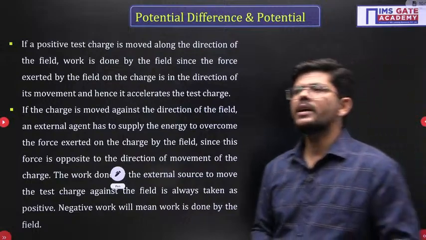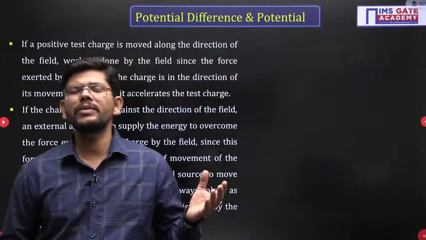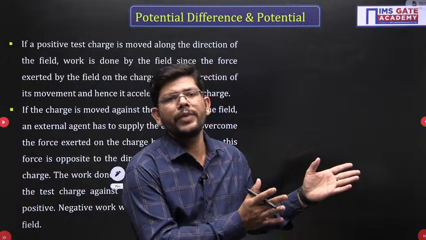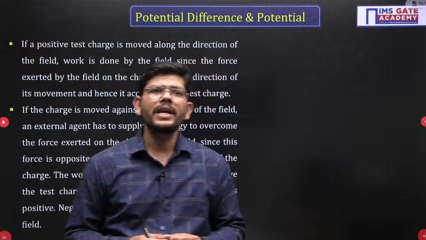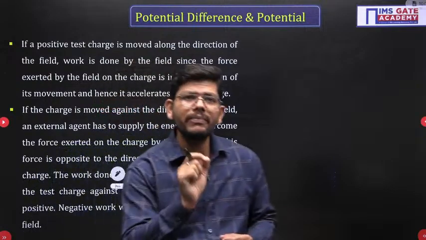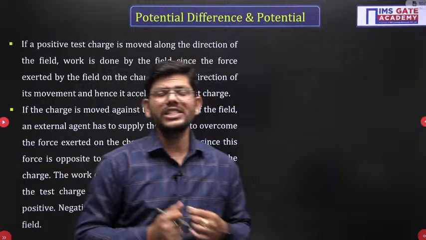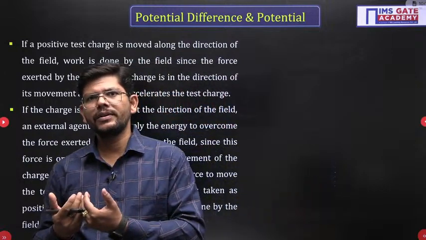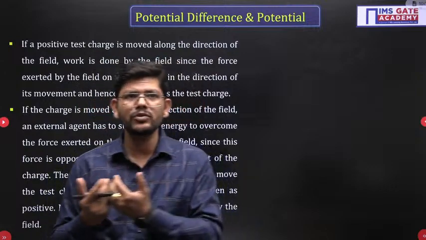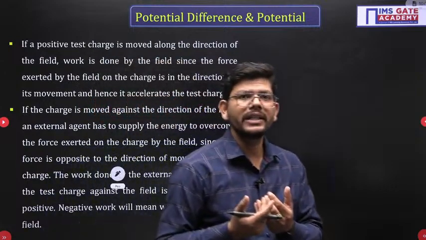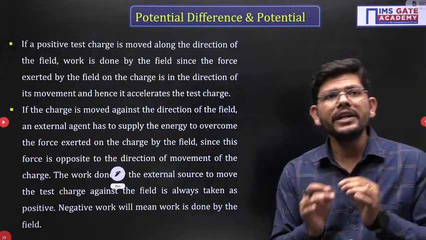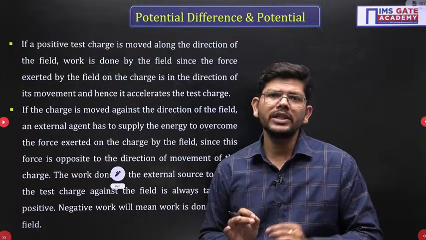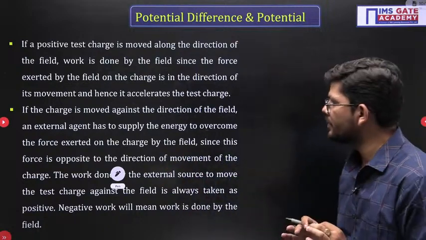As I told you, if the charge is moving in the direction of the field, because the movement is naturally in the direction in which it should be, considering a positive charge, then the work is being done by the field. But if the same positive charge is moving against the natural direction in which it should be moving, then some external source needs to supply some energy so that the charge can move in the opposite direction. I hope you understood.